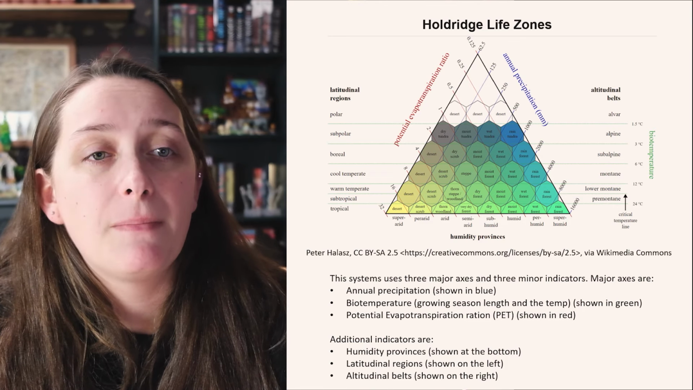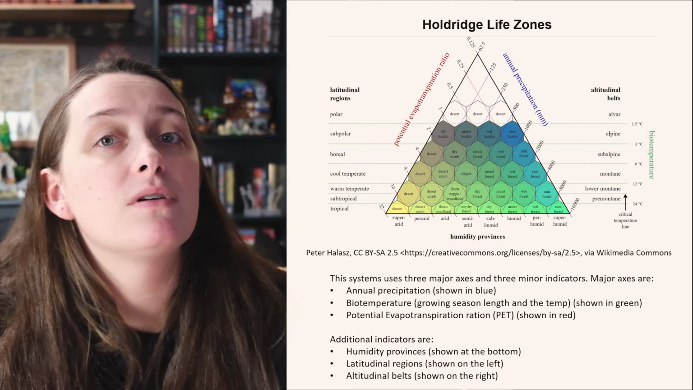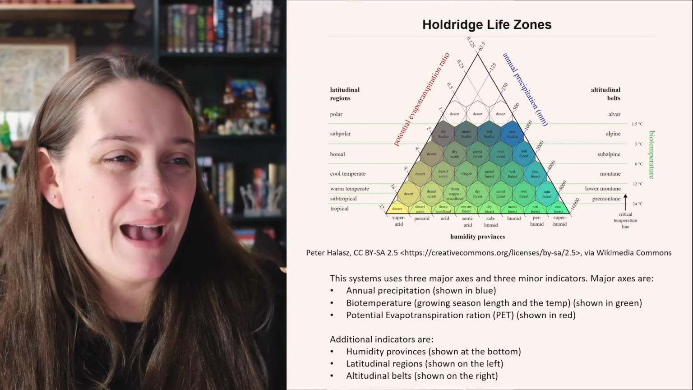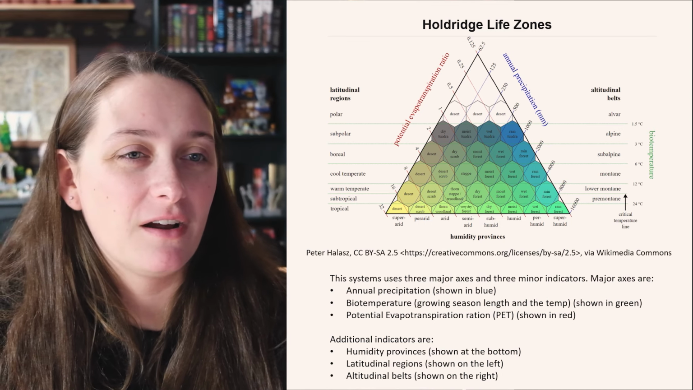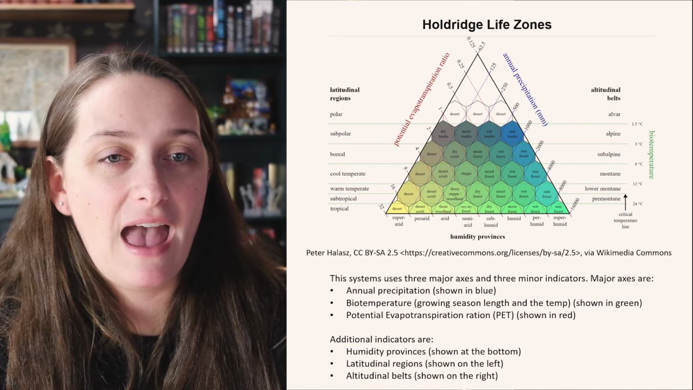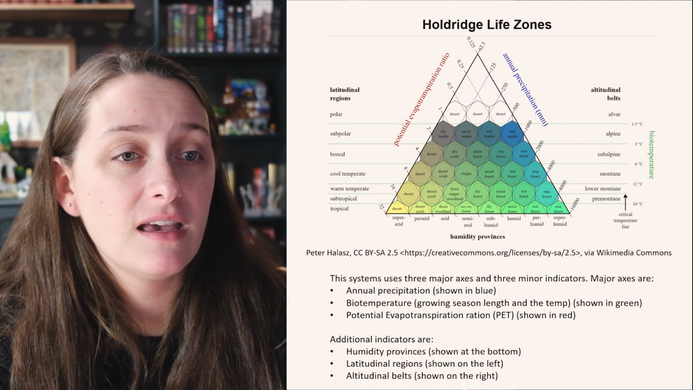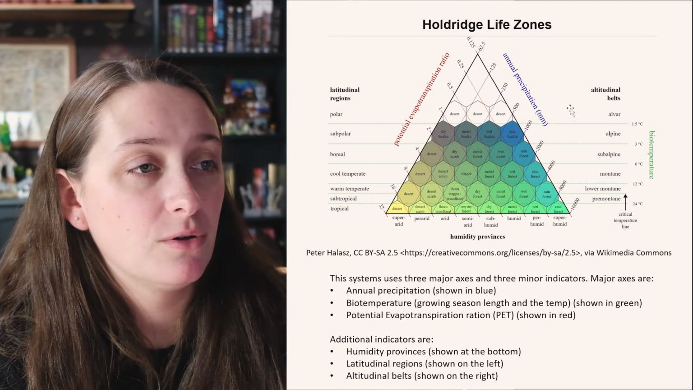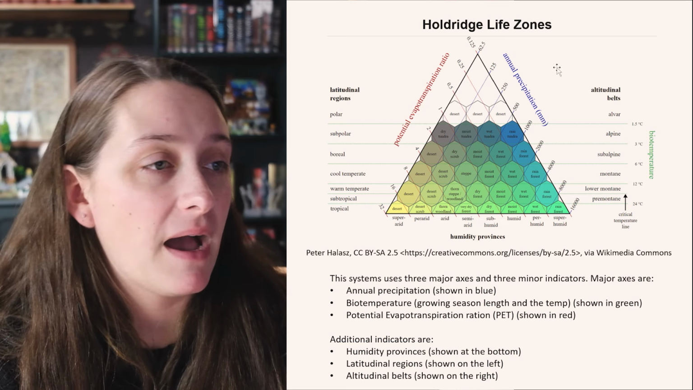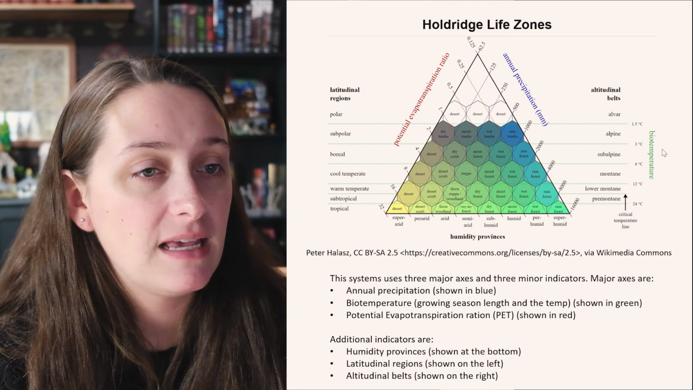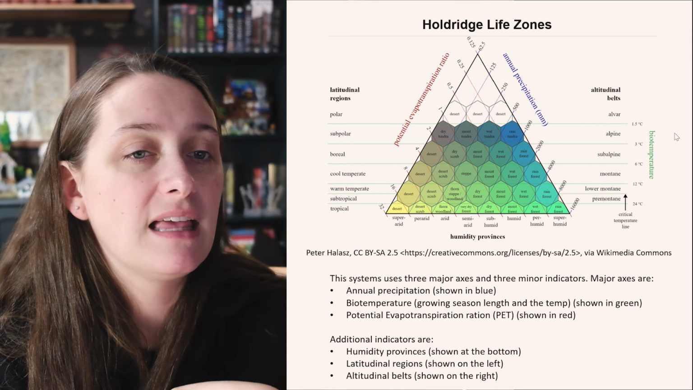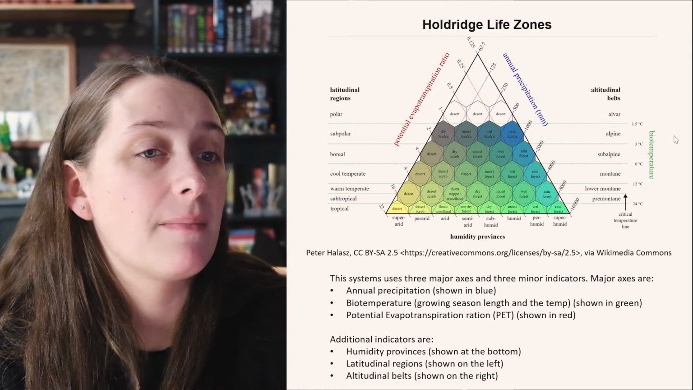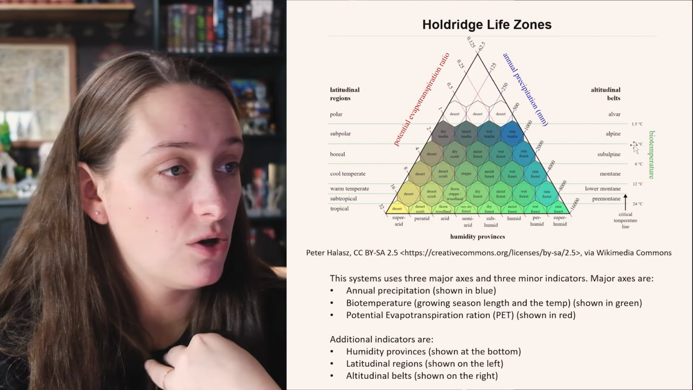This system is based on the idea that once you know the climate, you can know the soil and vegetation. If you can make out this chart graph here, there are 3 major axes and 3 minor indicators. The major axes are annual precipitation, which is in blue right here, the biotemperature right here, which is the growing season length, and the temperature, which is shown in green, and then the potential evapotranspiration ratio, where is that?